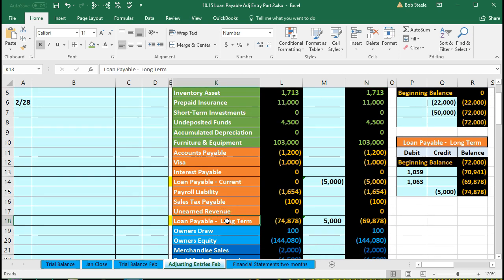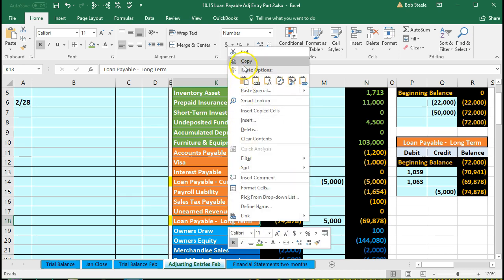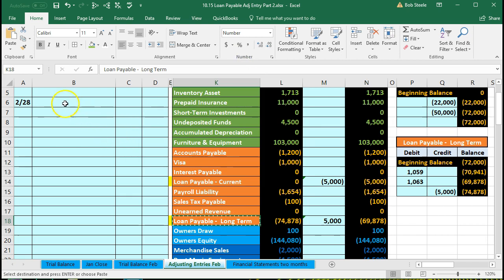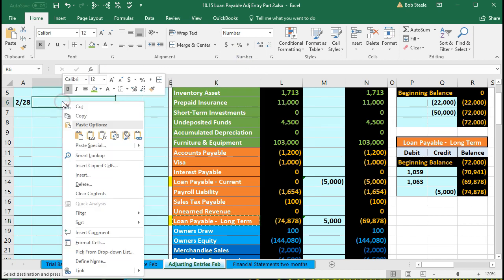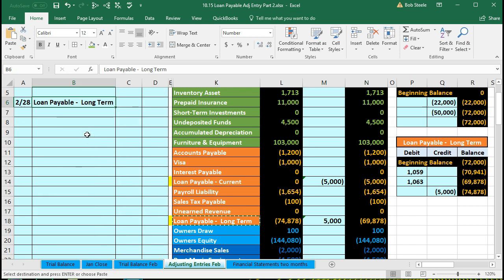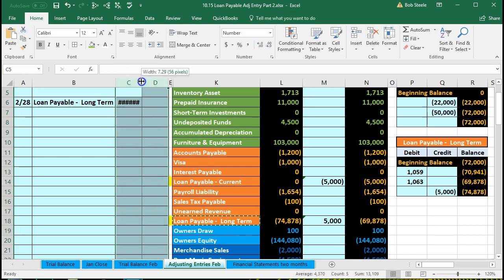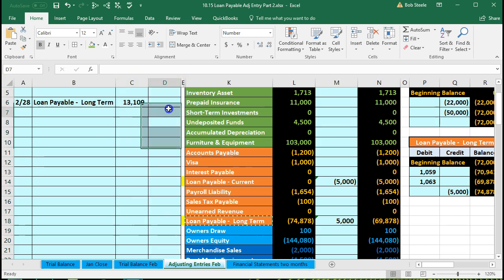So in order to do that, we're going to do the opposite thing to it, which in this case is a debit. So we're going to copy this cell, loan payable long-term, put that in B6, right-click, and paste 123. The amount then is going to be 13,109. Going to make the cell a bit larger so that we can see that. So there we have it. Then we're going to credit something for the same amount. I'm going to put negative of that number. There's the 13,109 that we will now put into the current portion.